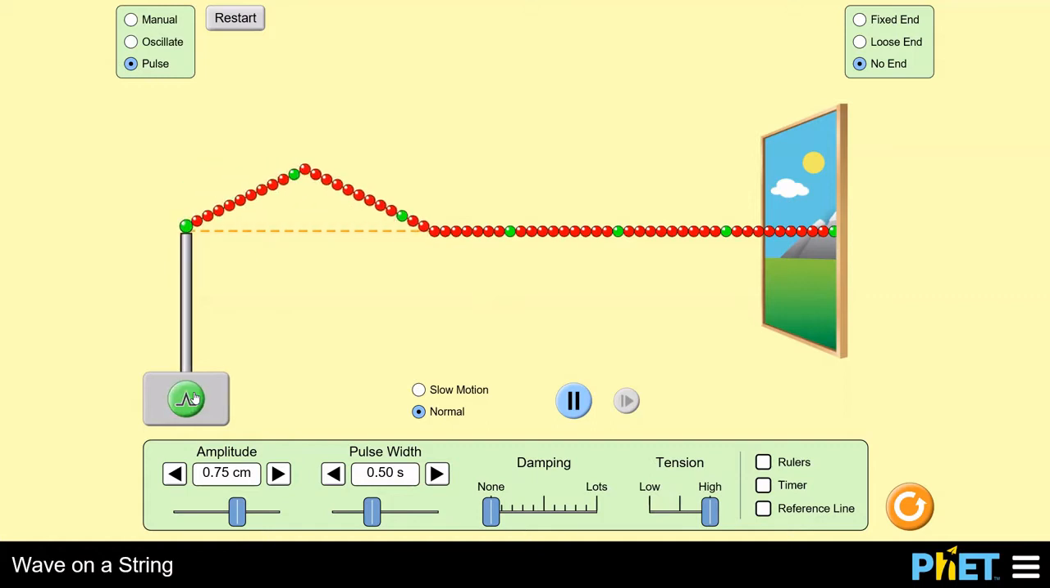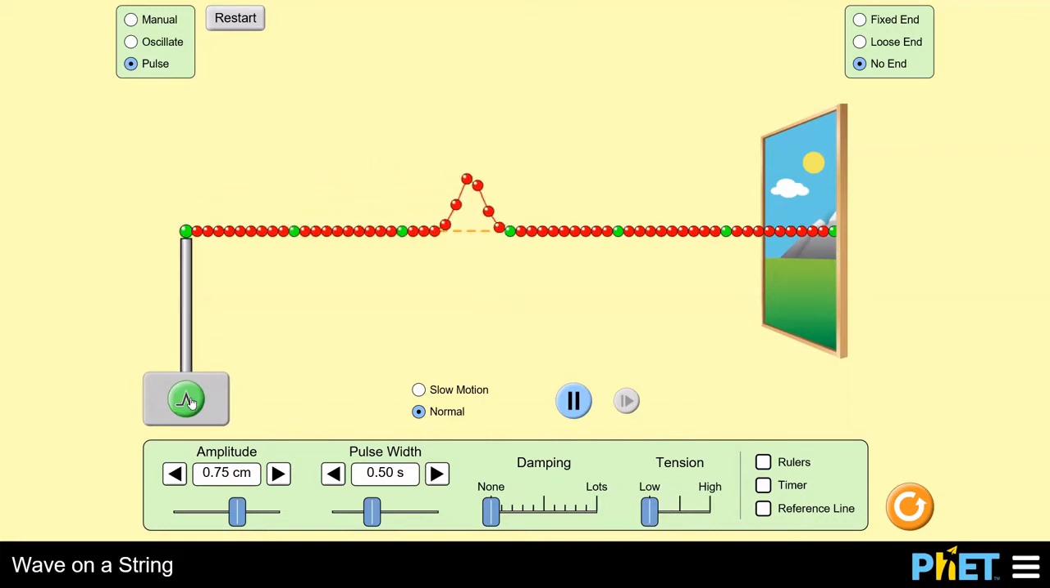And watch what happens to the speed at which that pulse travels if I decrease the tension. You all have some sense of what it means to discuss the tension in the string. If you pulled it harder between two fixed points, you would have increased the tension. So if I put the tension down near the low end, you can see that the pulse travels much more slowly.